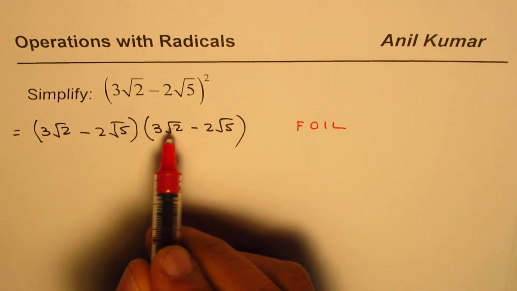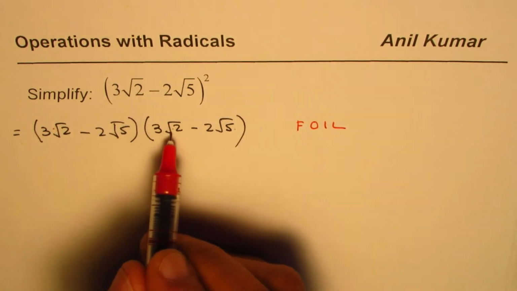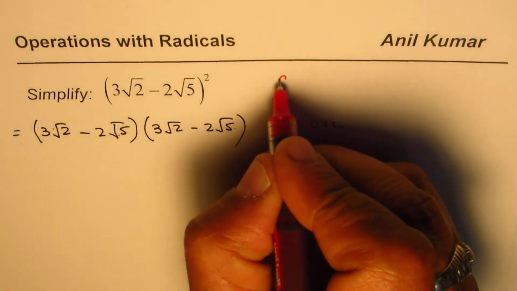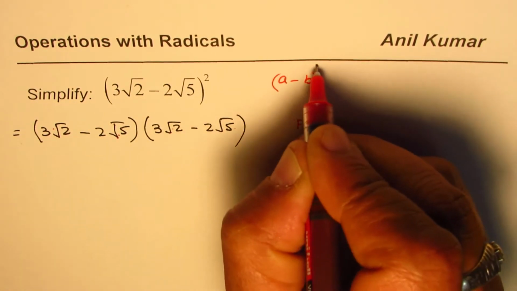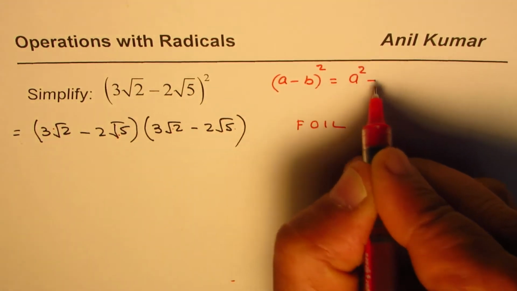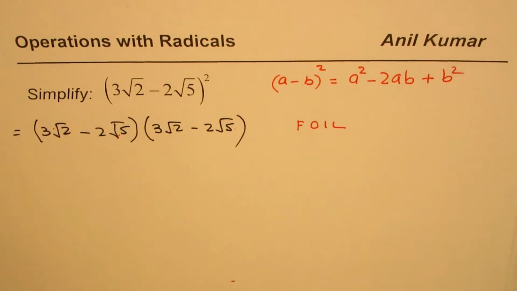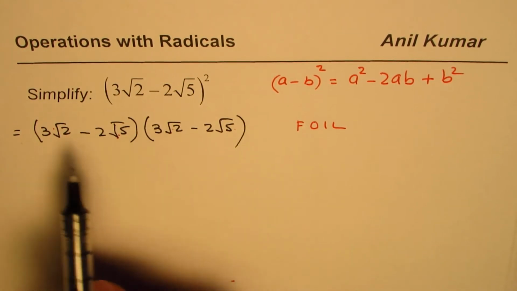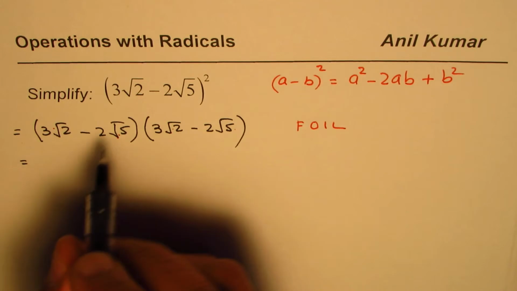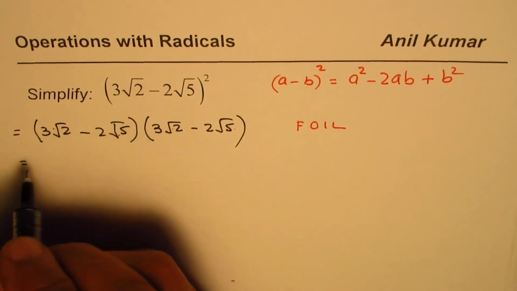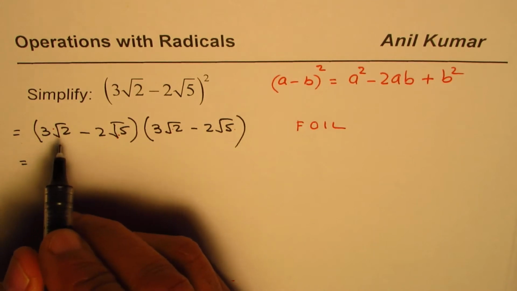So first ones and then outer ones, inside ones and the last ones, correct? So that is the multiplication. Some of you can also use the formula which is (a − b) whole square is a square minus 2ab plus b square to expand and then simplify, right? Anyway, we'll go with the very basic steps. We'll do it in steps. So I've written this as product of the same term, and now we will apply the distributive property.